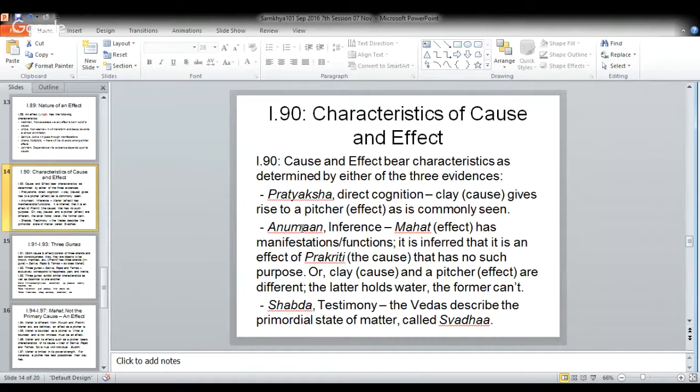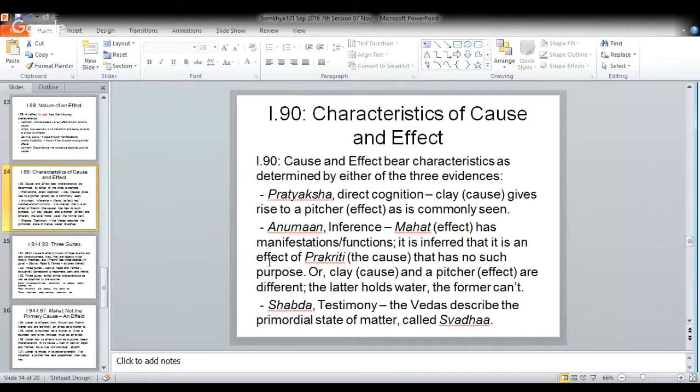Then we also use the Anumana inference, inference evidence, where something which is very subtle like Mahat and has manifestation functions, it is inferred that it is an effect of Prakriti. Because Mahat goes through multiplicity of our life experiences, so that must be an effect. That's what we discussed in the previous slide. So if that is an effect, it must have a cause that may not be perceptible to us, but we can make an inference out of that.